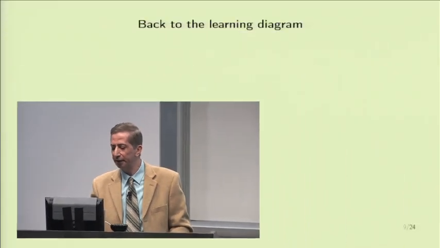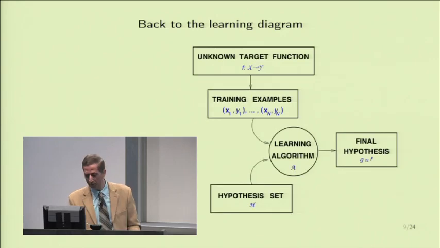So let's see what is the addition we need to make in order to adjust the statement of the learning problem to accommodate the new ingredient. And the new ingredient is important because otherwise we cannot learn. It's not like we have the luxury of doing without it. So we go back to the learning diagram from last time. Do you remember this one? Let me remind you.